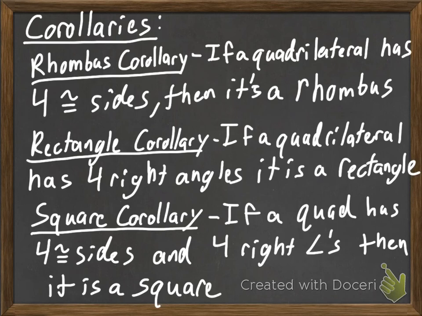With the rectangle, if we just see a quadrilateral and we see that it has 4 right angles, we can then say it's a rectangle. So if it has 4 right angles, you can state that's a rectangle. Finally, the square. If you see a quadrilateral, it has 4 congruent sides and 4 right angles. If it has both, then we can say that it is a square. So square, 4 congruent sides, 4 right angles. Rectangle, 4 right angles. Rhombus, 4 congruent sides.